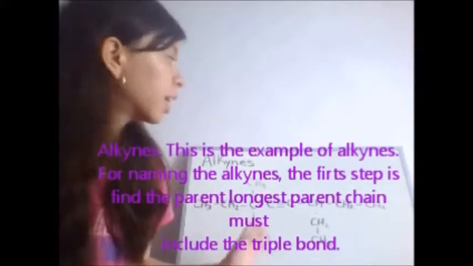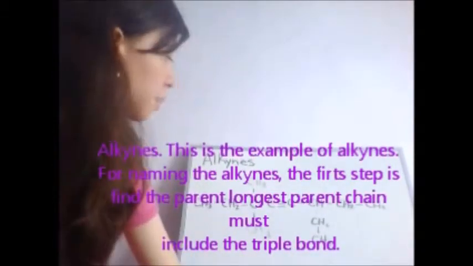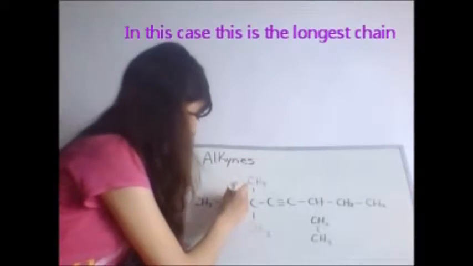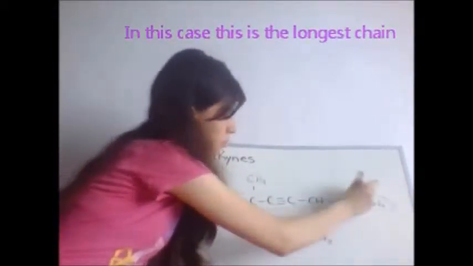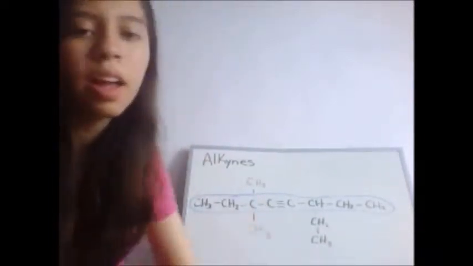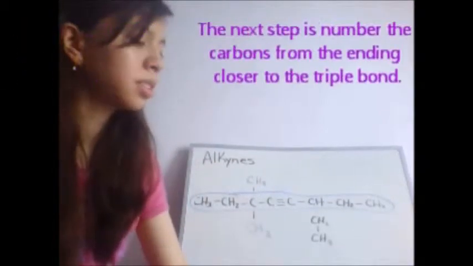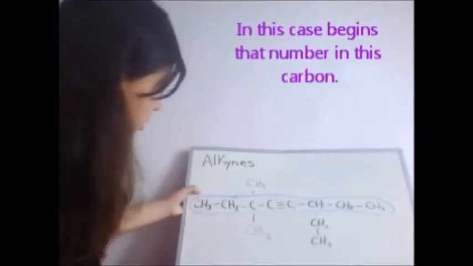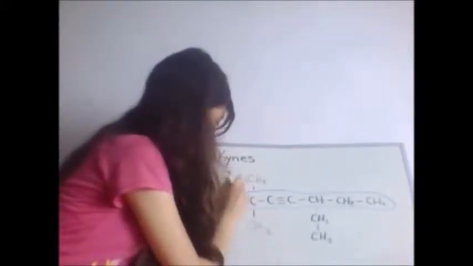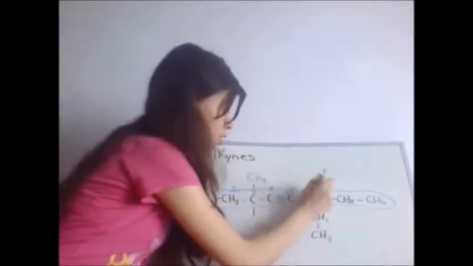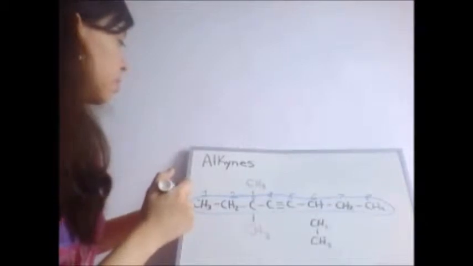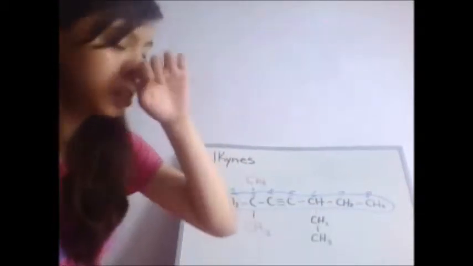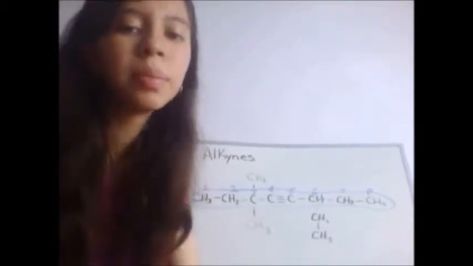Alkynes. This is an example of alkynes. For naming the alkynes, the first step is to find the parent chain, which must include the triple bond. In this case, this is the longest chain. The next step is to number the carbons from the end closest to the triple bond. In this case, the beginning number is at this carbon. The next step is indicating with a number the location of the triple bond. This is the number of the triple bond.